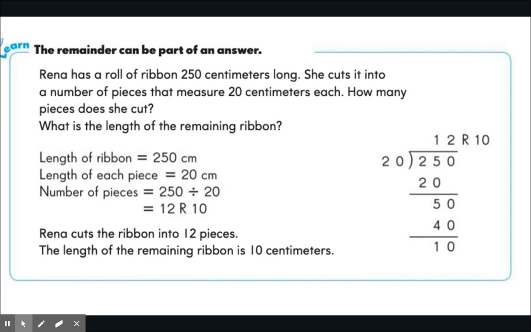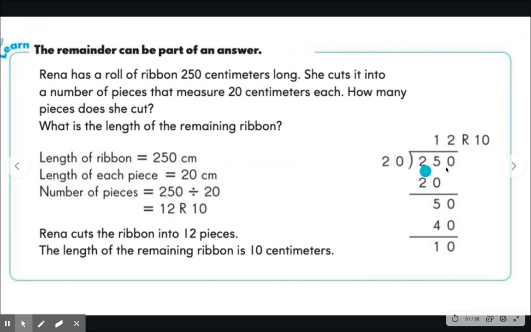She cuts it into a number of pieces that measure 20 centimeters each. How many pieces does she cut? And what is the length of the remaining ribbon? So the length of ribbon is 250 centimeters. The length of each piece is 20 centimeters. So we know that to figure out the number of pieces, we have 250 divided by 20.